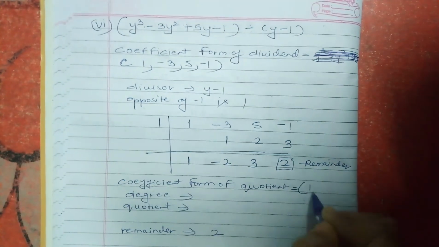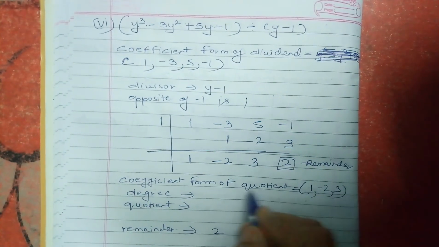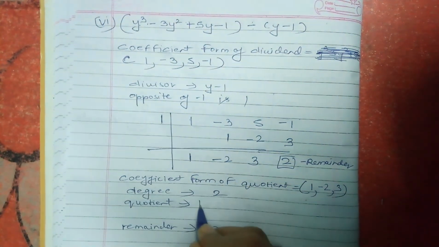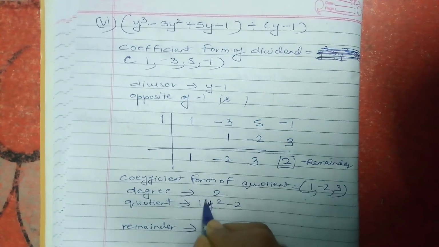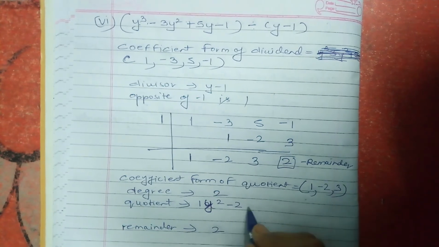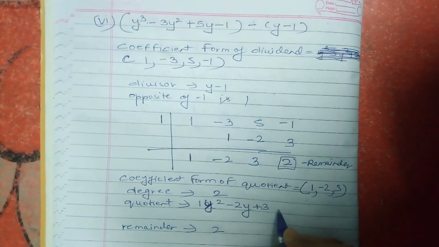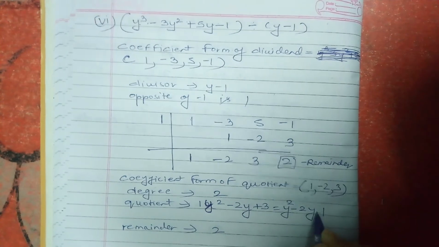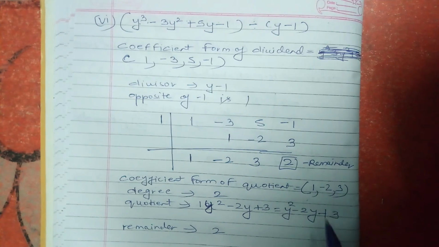Coefficient form of the quotient? 1, minus 2 and 3. Degree is what? 3 terms are there, na? So degree is what? 2. Quotient would be what? Here what is the variable? y is the variable. So 1y², minus 2y, plus 3. So y² minus 2y plus 3. This is the quotient. And remainder is what? 2.